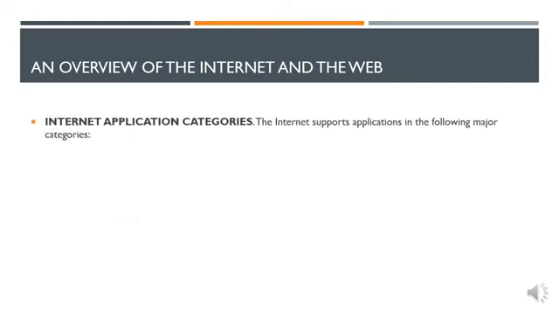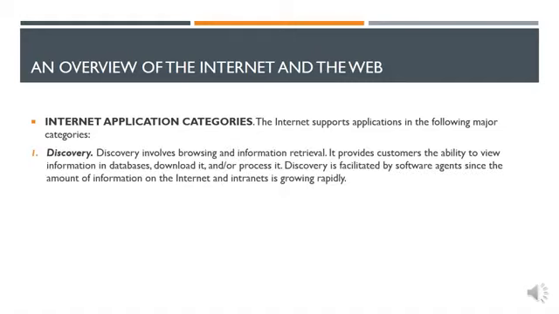Internet application categories. The internet supports applications in the following major categories. Number 1, discovery. Discovery involves browsing and information retrieval. It provides customers the ability to view information in databases, download it, and/or process it. Discovery is facilitated by software agents, since the amount of information on the internet and intranets is growing rapidly.